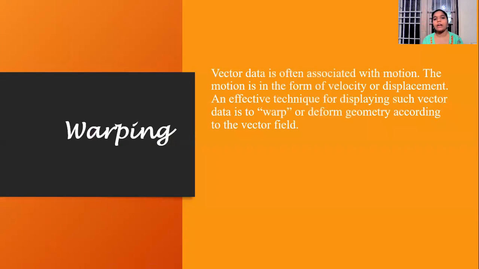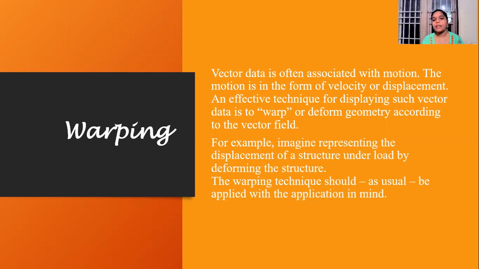Next one is wrapping. What is wrapping? Wrapping means vector data is often associated with motion. The motion is in the form of either a velocity or a displacement. An effective technique for displaying such vector data is to wrap or deform geometry according to a vector field. For example, imagine representing the displacement of a structure under load by deforming the structure.